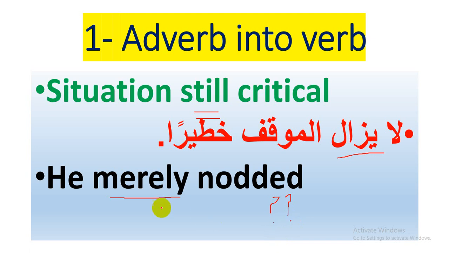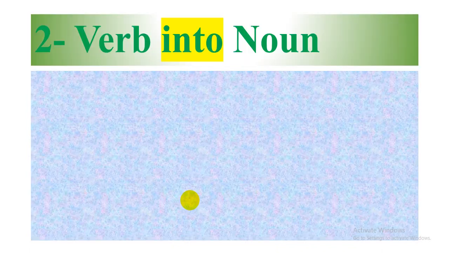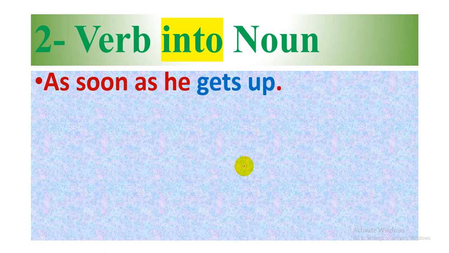How can we change this into a verb? What do you think? Guess, and if you don't know the answer, just let me know on the LMS, and I will provide my attempt. And another form of transposition is to change a verb into a noun. How about this sentence? As soon as he gets up, for example, it's a dependent clause. So how can we translate it?